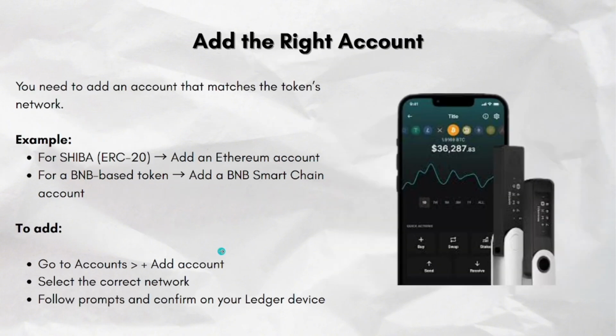Next is to add the right account. You need to add an account that matches the token's network. Let's say for example, for Shiba, it is ERC20, so you have to add an Ethereum account. Now for BNB, this is a base token, so add a BNB Smart Chain account.